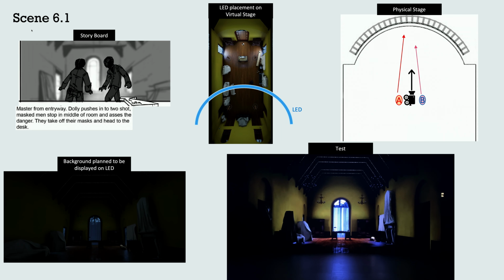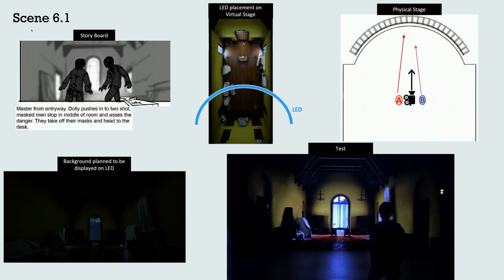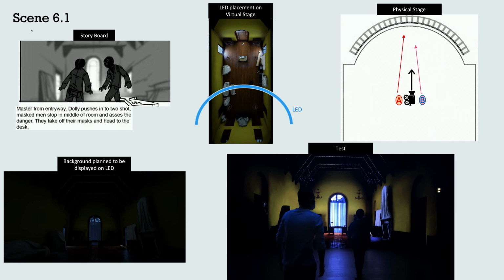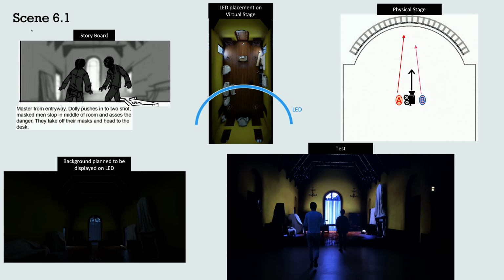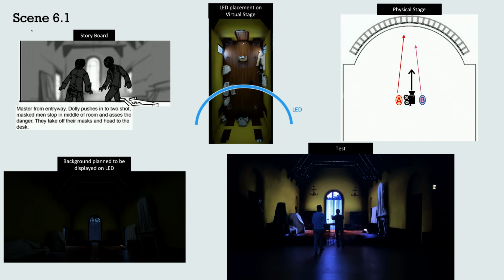And so the next scene, we've got our bad guys, if you will, having to enter into the room. This is a wide shot, and it's going to be showing the three walls of the room, and basically the camera's going to follow them in. This was shot using the Unreal shot. You can see the storyboard: master form entry, dolly pushes into two-shot, masked men stop in the middle.